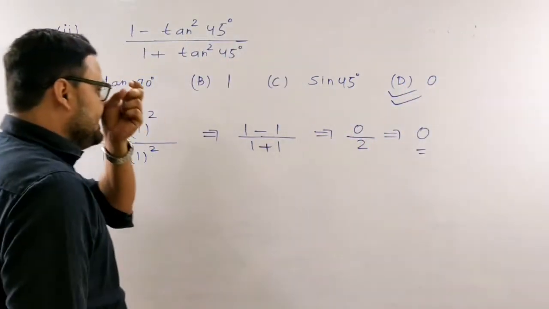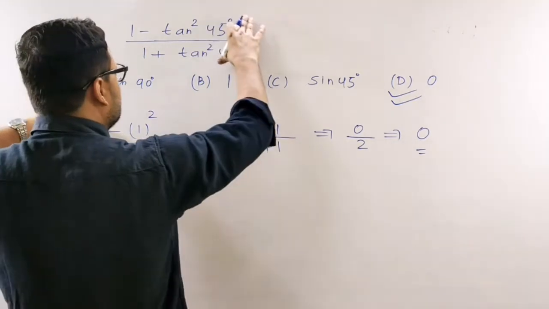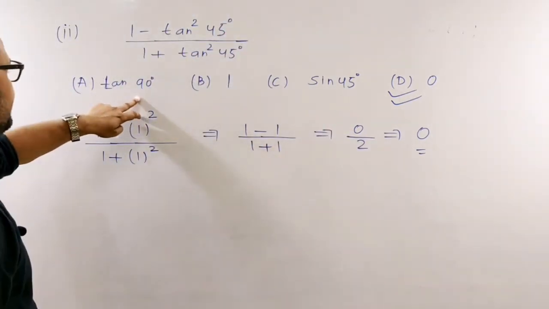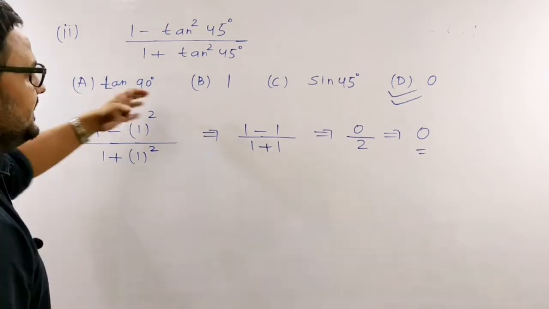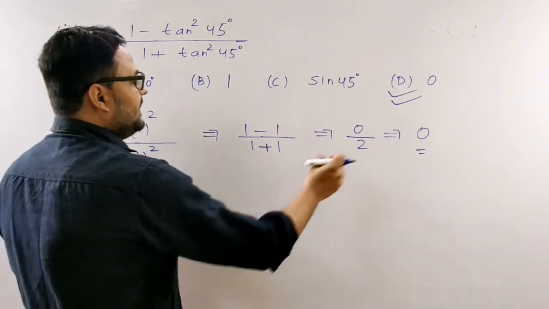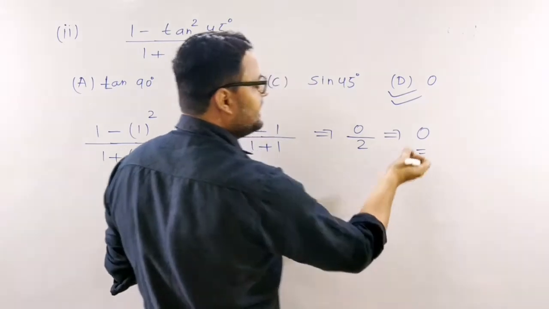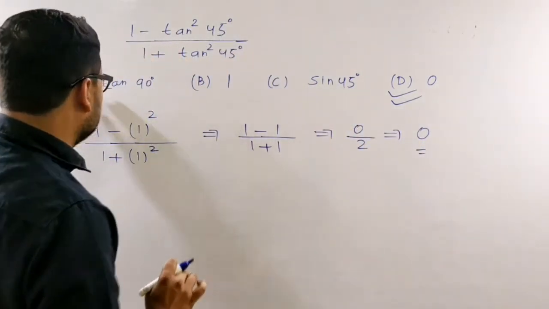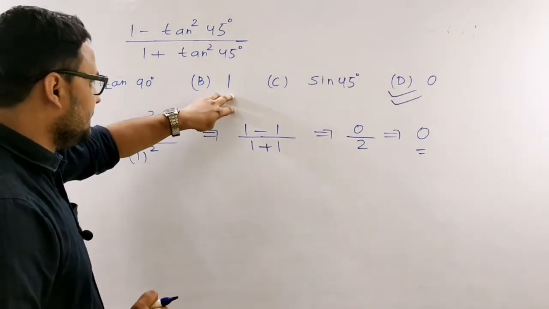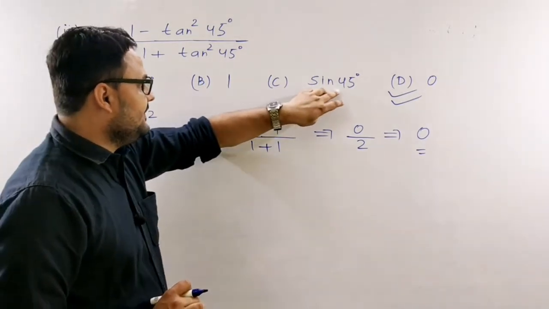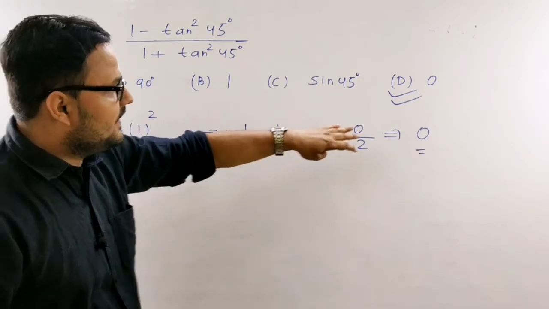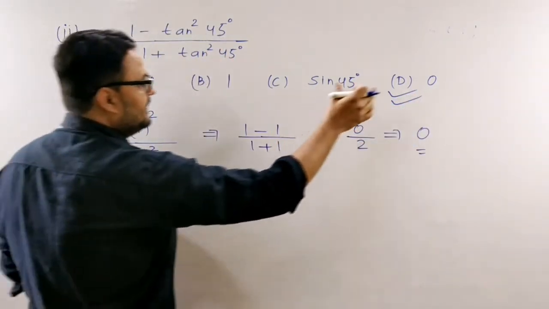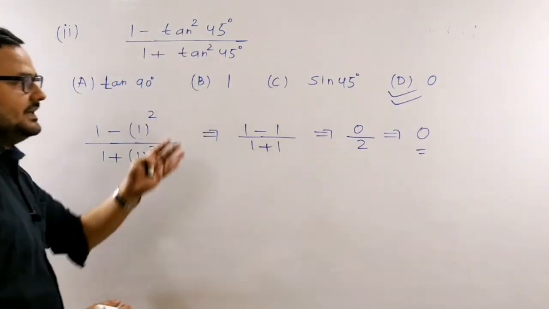Why is D the right answer? Because after simplifying this one, we got 0. Tan 90 is not defined, so that is not possible, because 1 by 0 is not defined. So the first one is not possible. 1 is the wrong answer. Sin 45 is 1 by root 2, that is wrong. And 0 we have. So that's why for the second one, D is the right answer, that is 0.